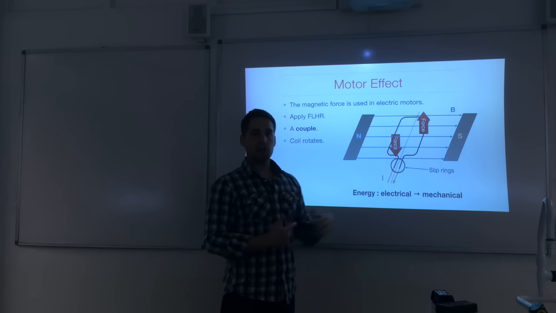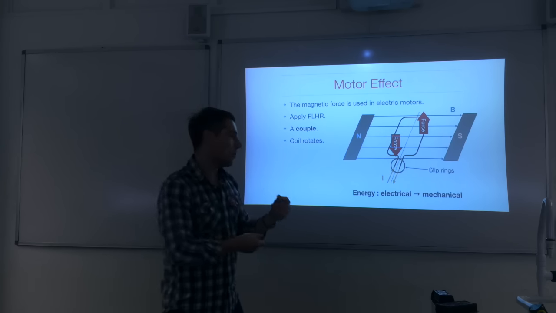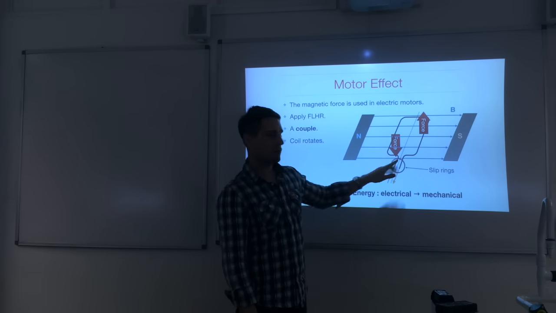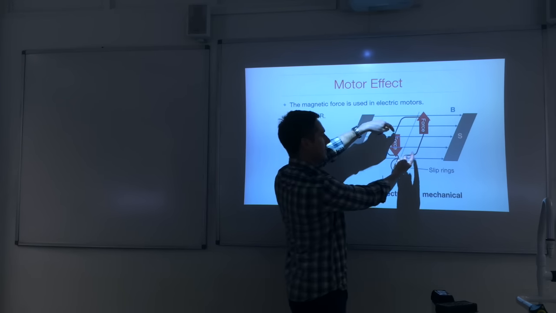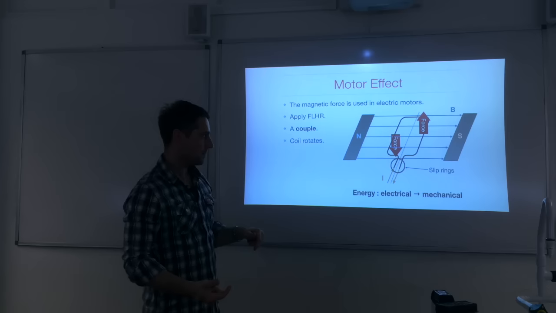Slip rings would be used here so that the coil could rotate without twisting up the wires. Whenever the coil is horizontal, they keep the current flowing in this direction so that the forces when the coil is horizontal are in the same direction.